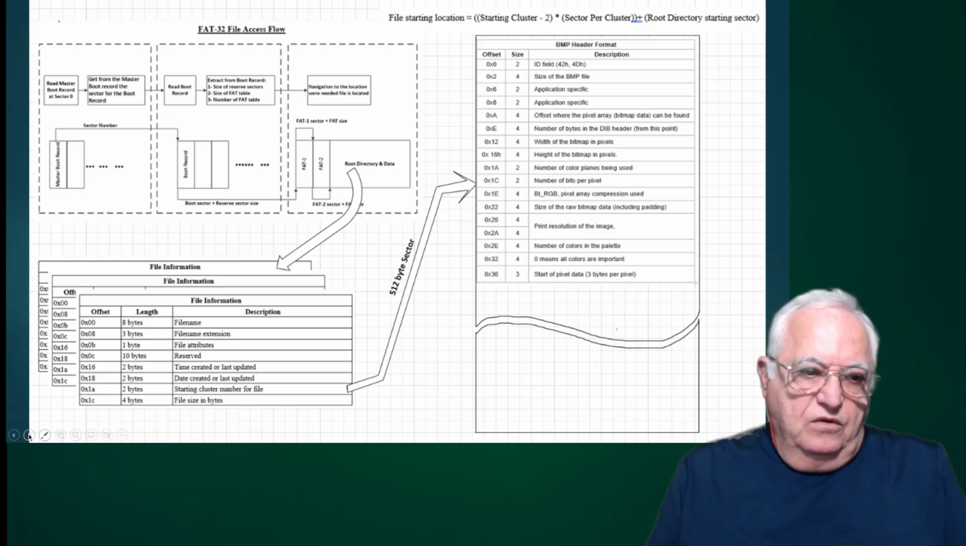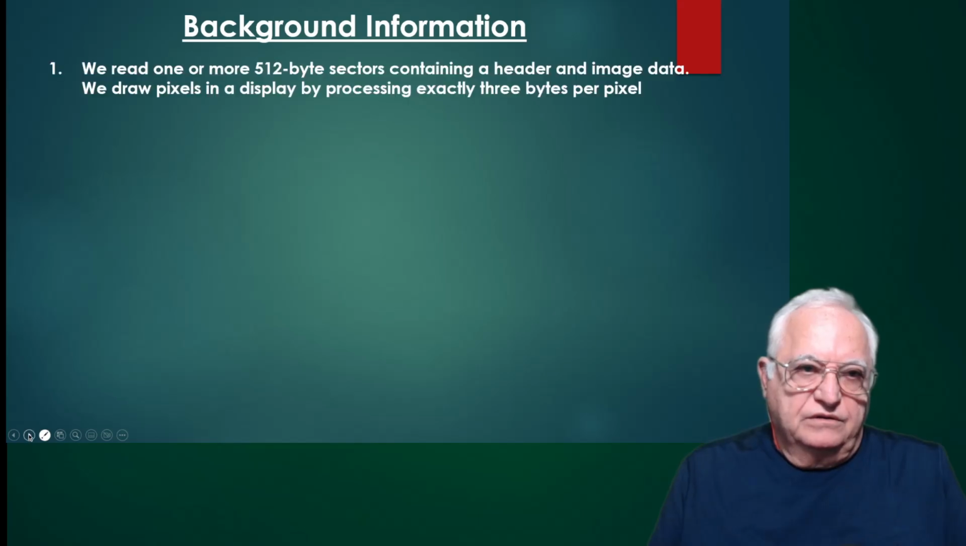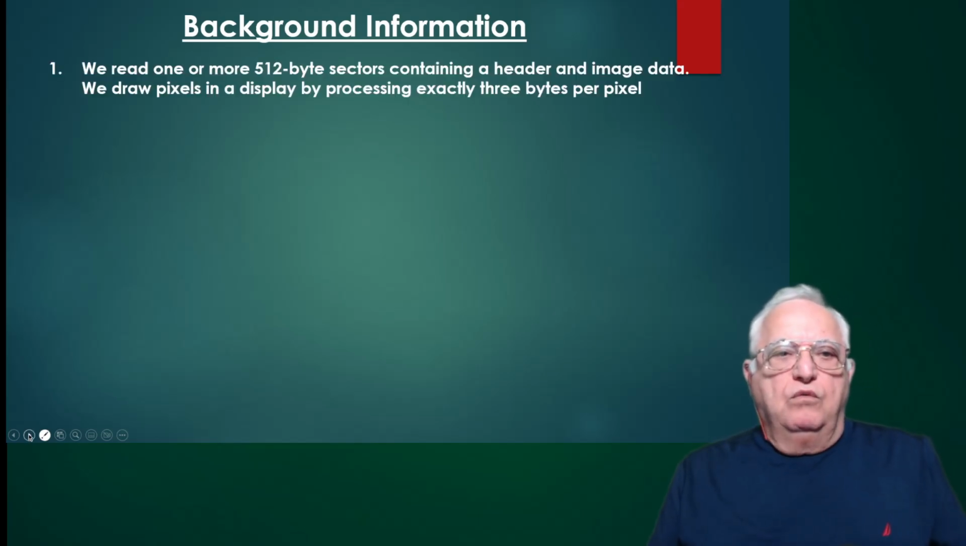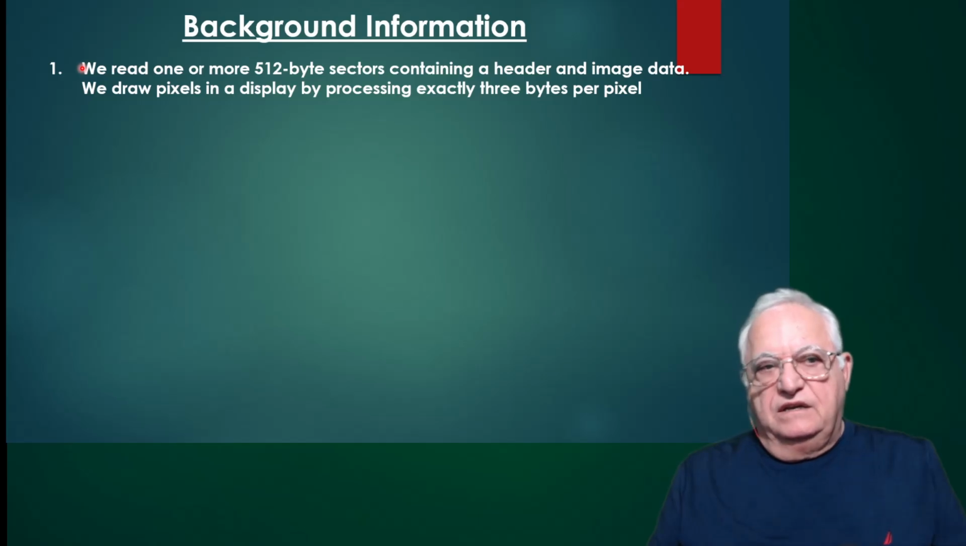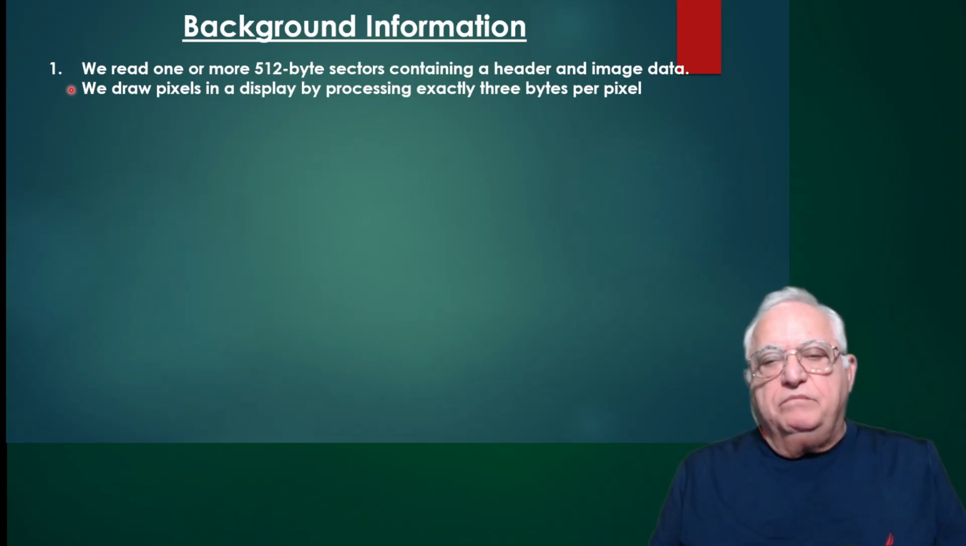So let's continue with the background information. First, we read one or more 512-byte sectors containing the header and image data. Then we draw pixels on a display by processing exactly 3 bytes per pixel.